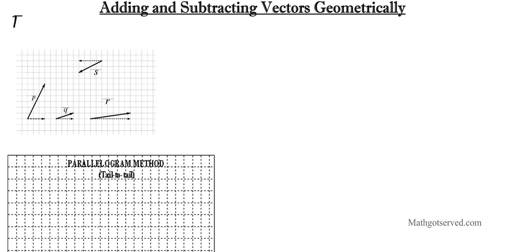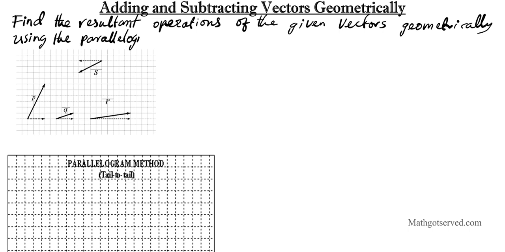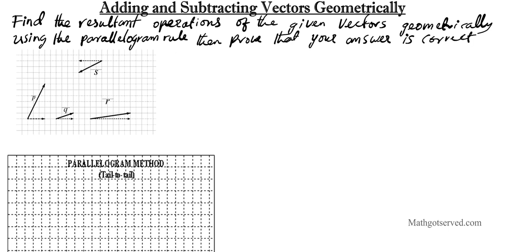So the task is to find the resultant operations of the given vectors geometrically using the parallelogram rule. Then prove that your answer is correct arithmetically. Okay?